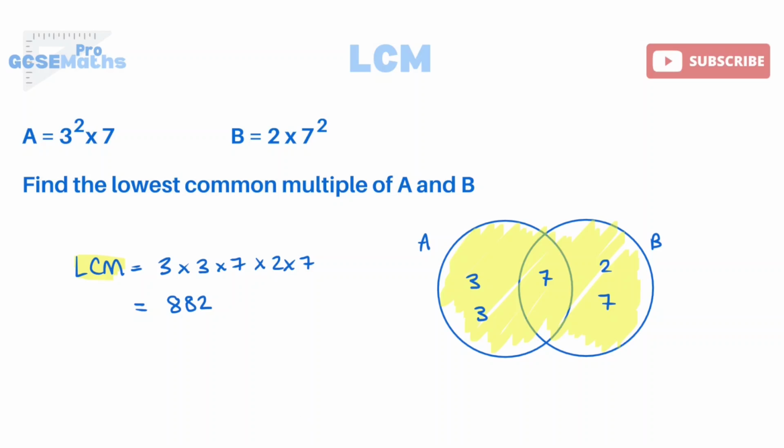Again, we don't need to work out what A and B are as original numbers because that would just be going backwards. They've already given us the prime factors, we just need to carry on from that step in the method. And that is it.